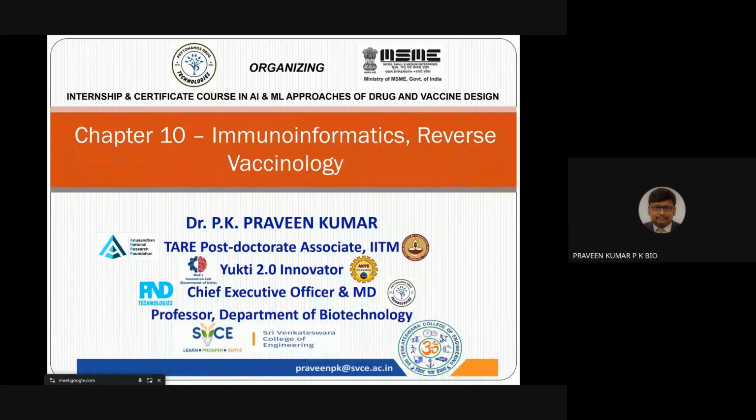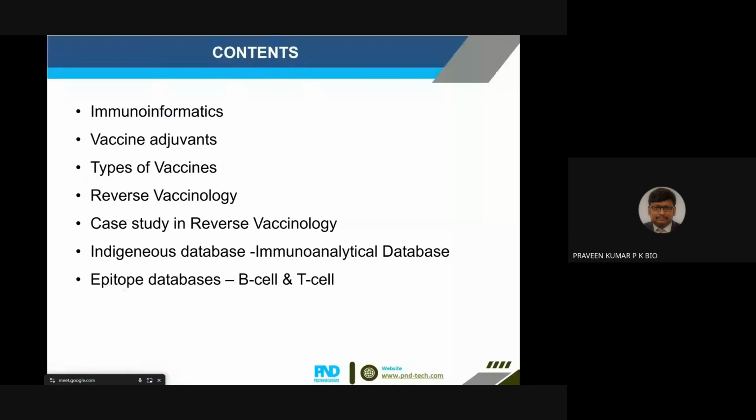Whatever we have seen earlier, we can call pharmacoinformatics. And we can also have something called bioinformatics. If we study informatics in biological molecules, we call it bioinformatics. But if you use informatics in immunology, we call this immunoinformatics. Today's contents: immunoinformatics, vaccine adjuvants, types of vaccines, reverse vaccinology, case study in reverse vaccinology, indigenous databases, that is, databases we developed in our institution, and epitope databases like B cell and T cell.